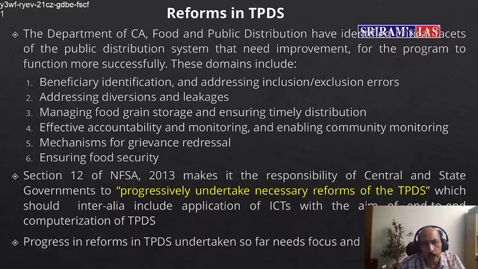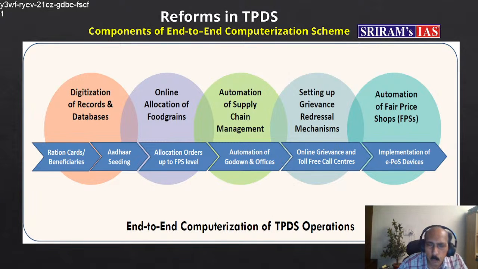And that's why, taking the advantage of Section 12, the central government issued the direction to introduce the end-to-end computerization of the PDS system. It means that at the lowest level, all the digitization of records and databases, ration cards and beneficiaries, should be seeded with the Aadhaar. Everyone is allotted his Aadhaar number and they should be seeded with Aadhaar. And therefore, the allocation orders up to the FPS level have to be computerized right from the district or regional level.